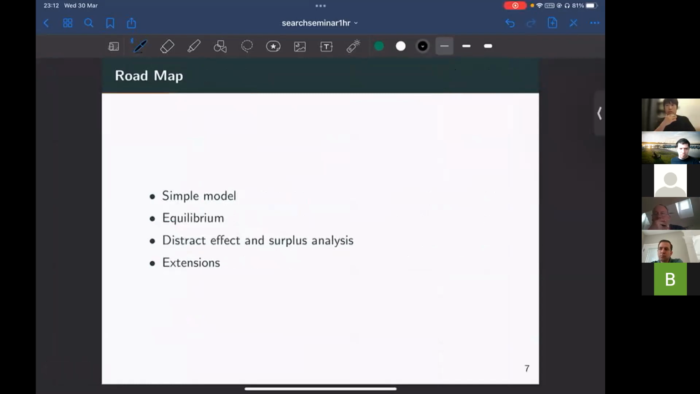Okay, so here is today's roadmap. I'm going to talk about a very simple model. Hopefully, I will be clear. I will talk about the setup, and then the equilibrium, and then what the distraction effect means, and what the surplus analysis is. In particular, I'm going to look at how giving more information could actually backfire and hurt consumers' welfare. And then at the end, I will talk about what extensions we have done.